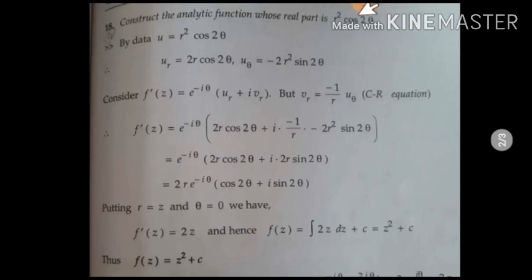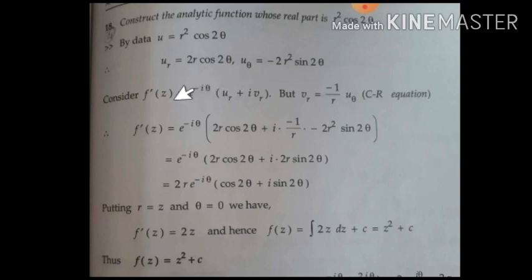Here the real part of the complex function is in polar form. So u is r squared into cos 2 theta. We need to find u_r, partially differentiating u with respect to r, so 2r cos 2 theta. Partial derivative of u with respect to theta: r squared as it is, derivative of cos 2 theta is minus 2 sin 2 theta.